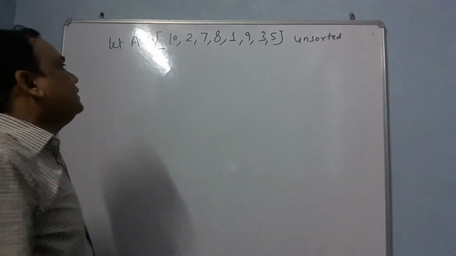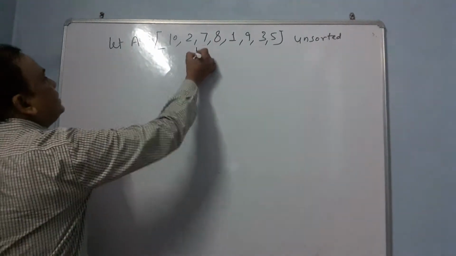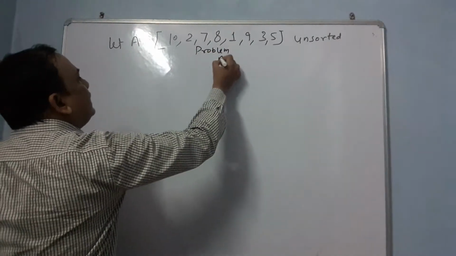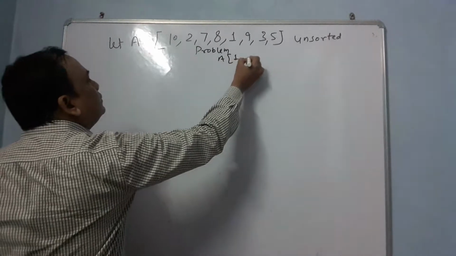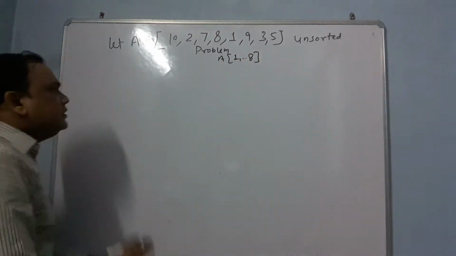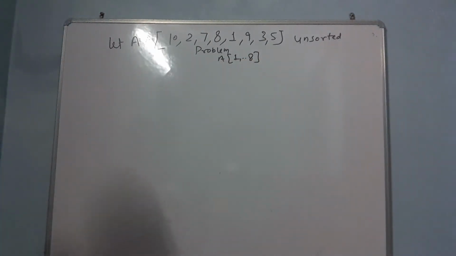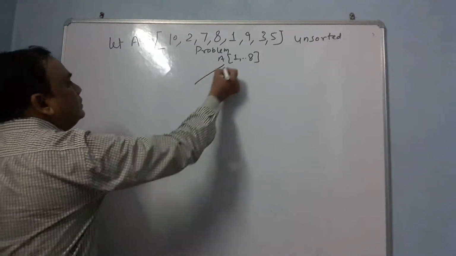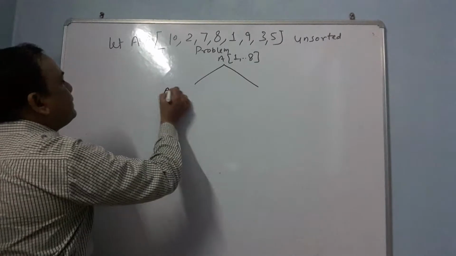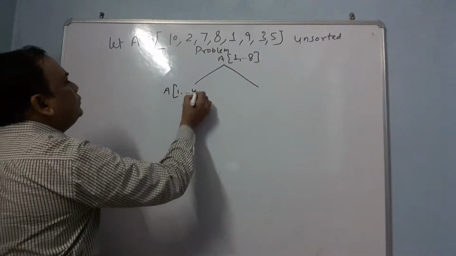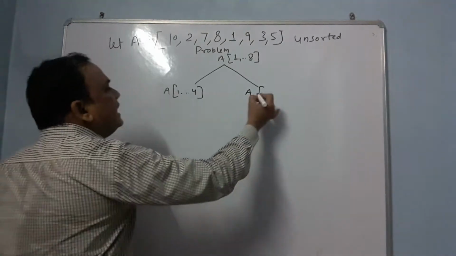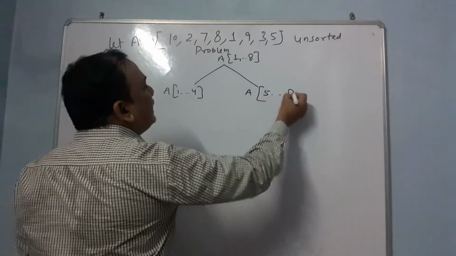Total 8 numbers I have. Now it is a problem. It is just like problem A, 1 to 8. Now this can be divided. Because of the divide and conquer approach, we divide it into two parts: A 1 to 4 on the left side and 5 to 8 on the right side.